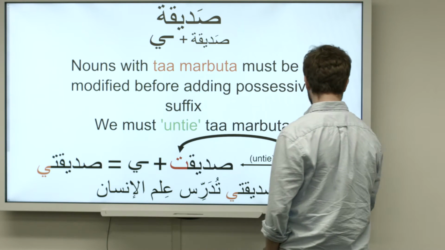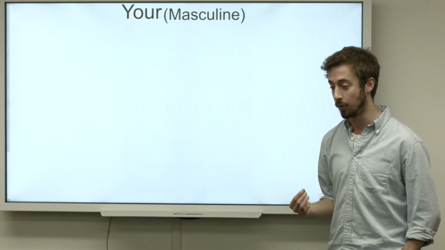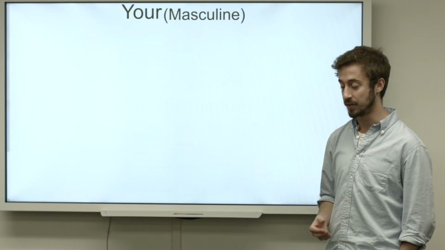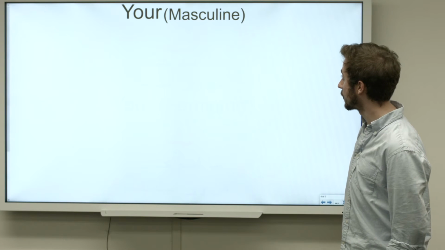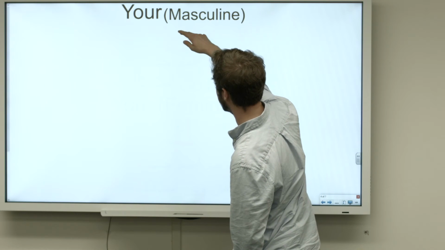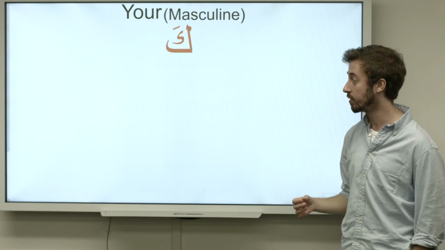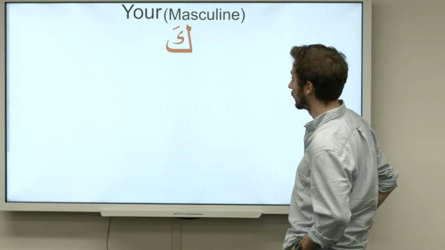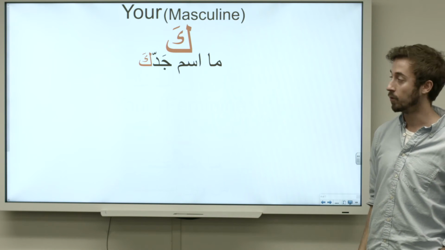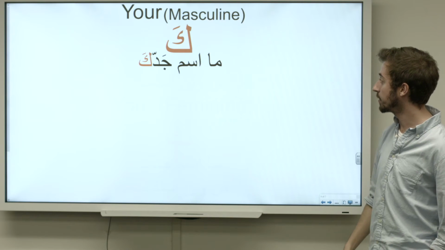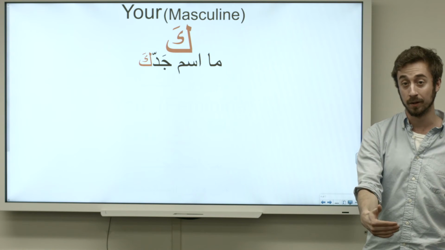Alright, let's go on to the next, which is your. Now, unlike English, they have two kinds of yours. They have your when you're talking to someone directly who's a male, and your for a female. But they're very similar. Starting with your masculine, you're talking to your friend who's a guy. The possessive suffix is the kaf with a fatha on top. So let's just look at an example. Ma ism jadduka, or jaddka? What is the name of your grandfather? And you're asking a male.